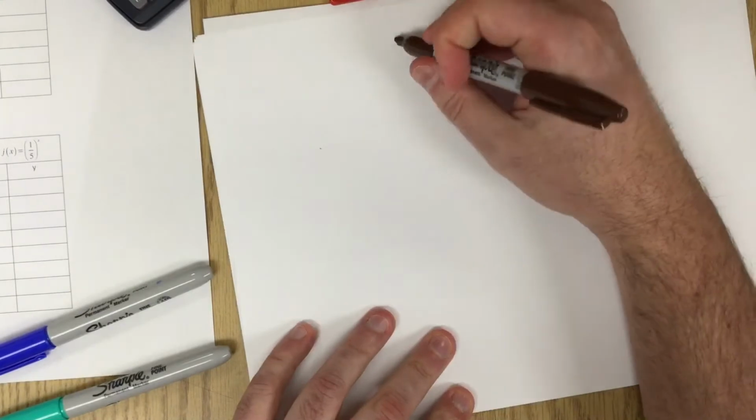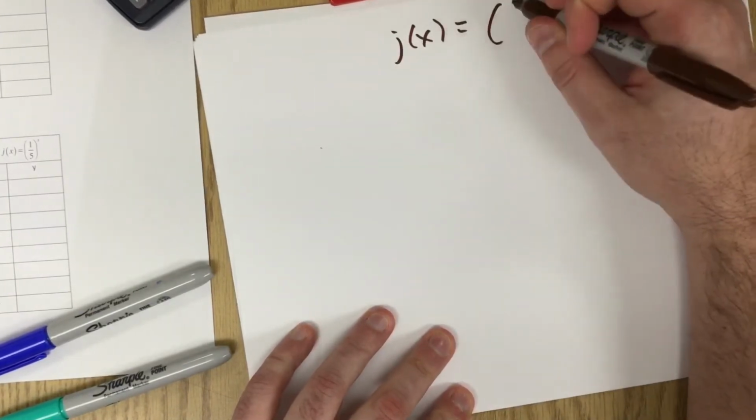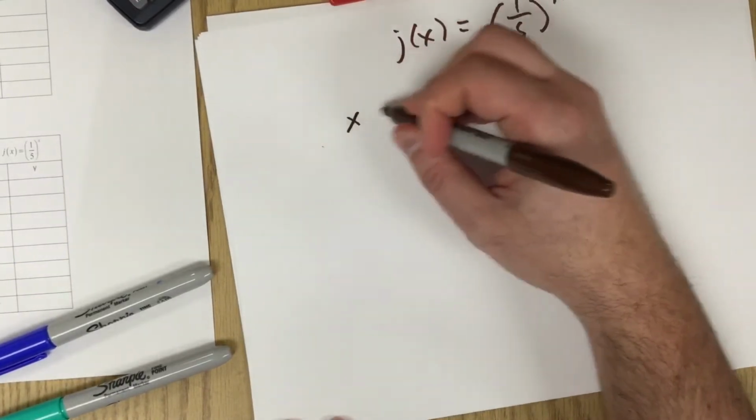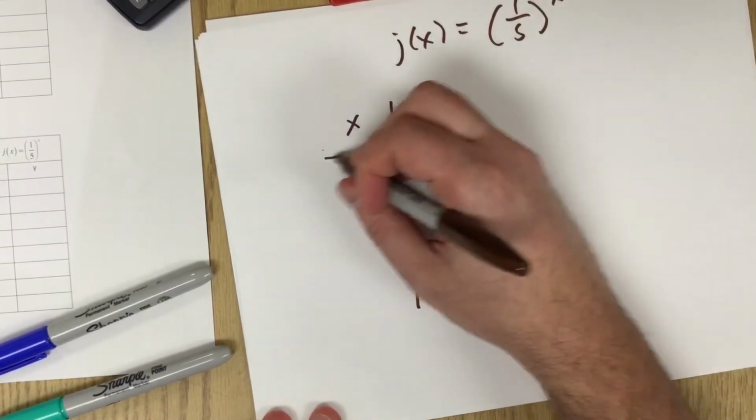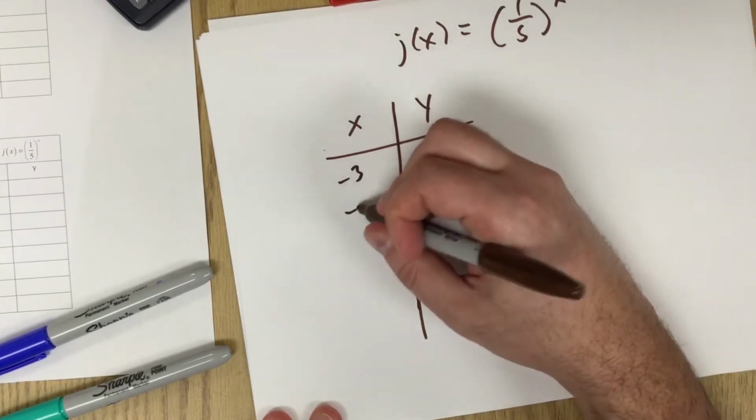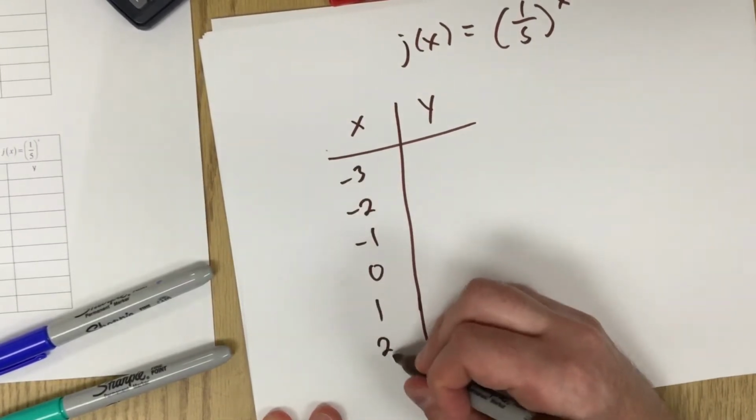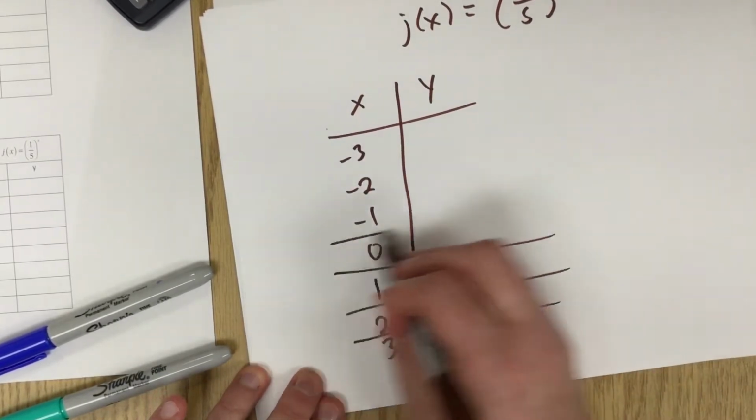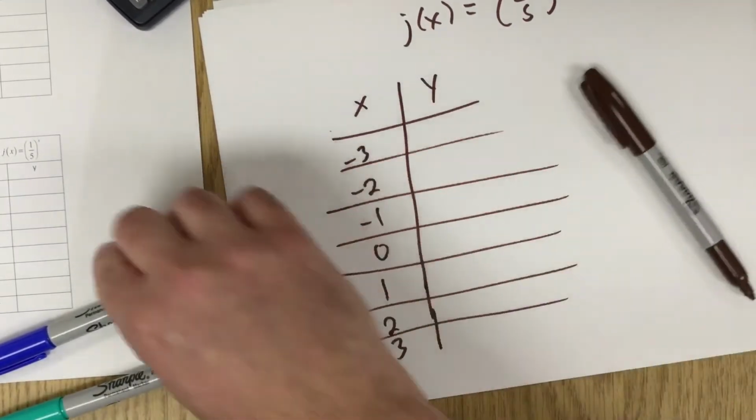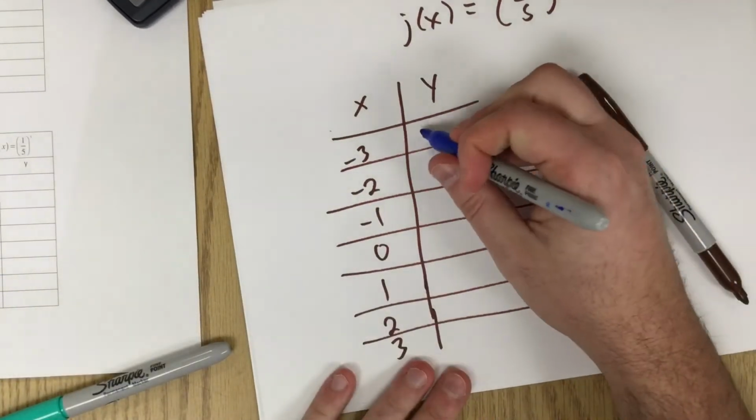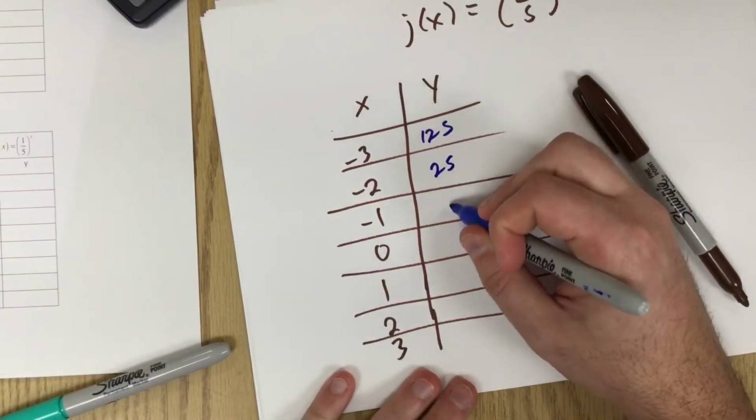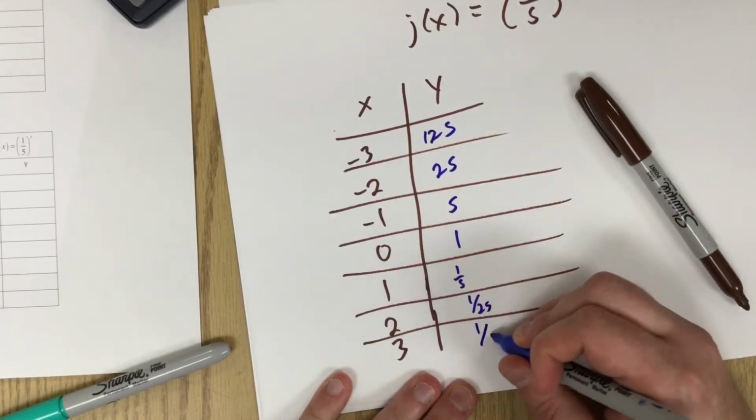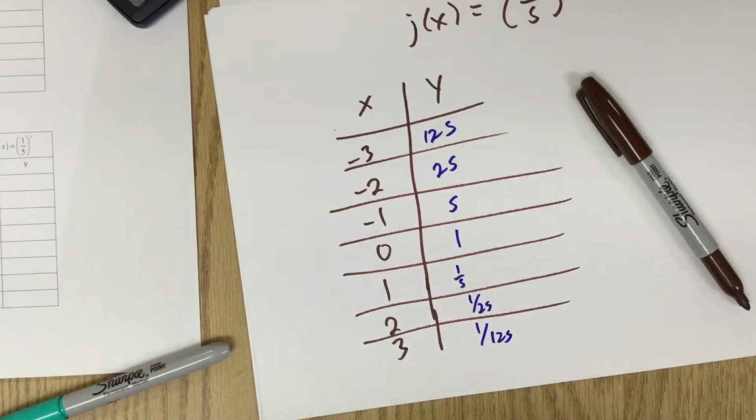But let's say we had j of x equals 1/5 to the x. We're going to find that it's pretty much going to be the same as a half to the x. So -3, -2, -1, 0, 1, 2, 3. And that gives us 125, 25, 5, 1, a fifth, a 25th, and a pretty small one, a 125th.